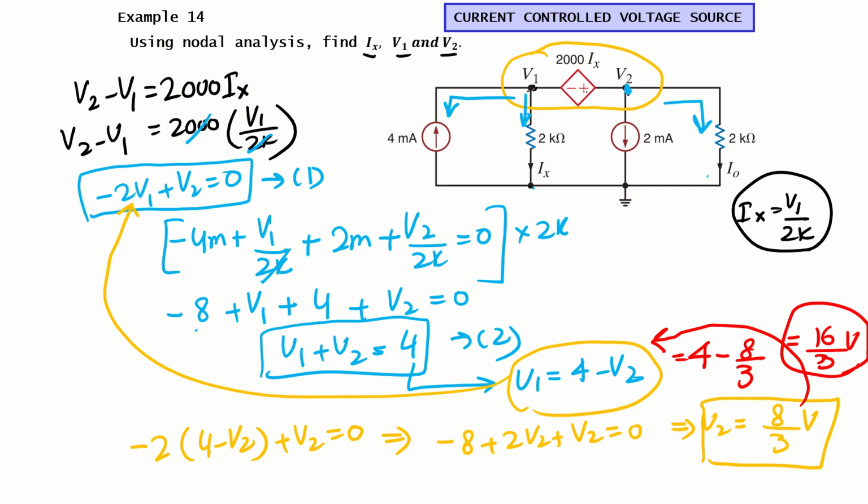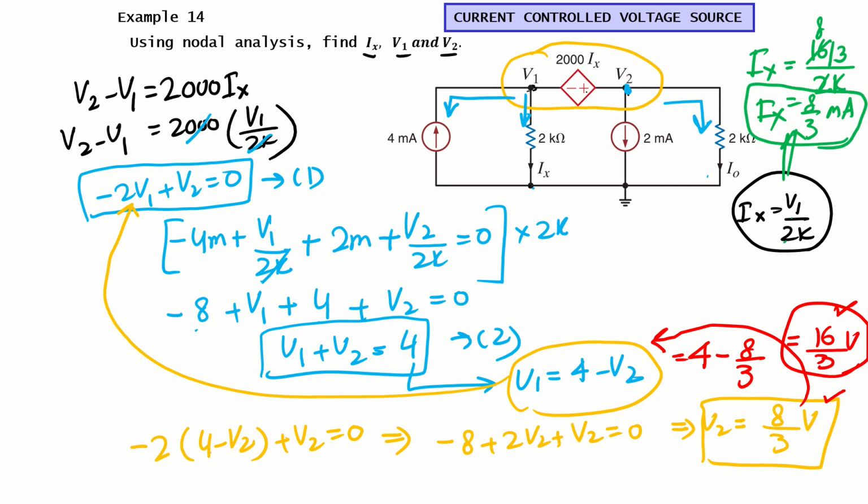So we have the values of V1 and V2. Now we can use these values to get the desired one. V1 comes out to be 16 over 3, V2 comes out to be 8 over 3, and we are left with Ix. What was Ix? We have already written the control equation for this one. Ix is V1 over 2k. So let's plug in the values. Ix will be V1, 16 over 3, divided by 2k. So 2 and 8, we will have 8 over 3 milliampere. So this is the value of Ix. This way we can find the desired values for this given circuit. Thank you.